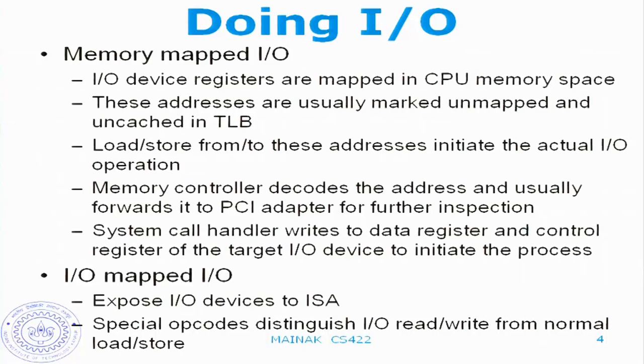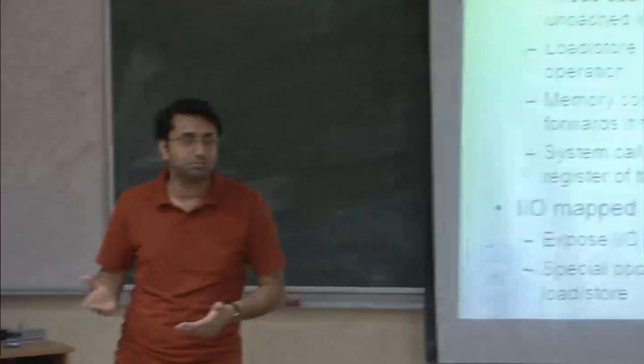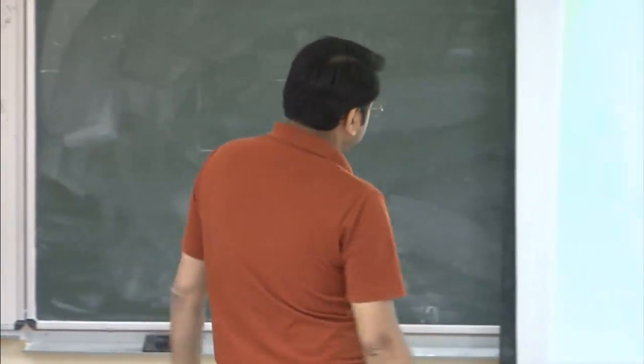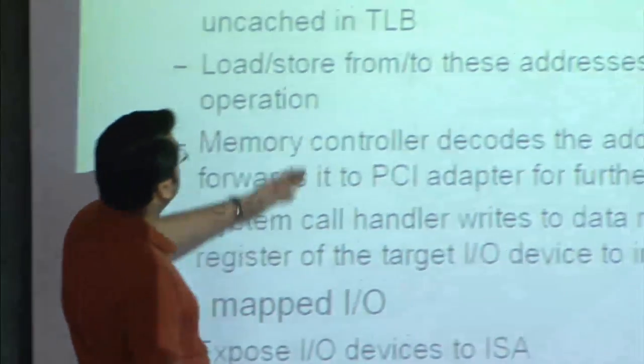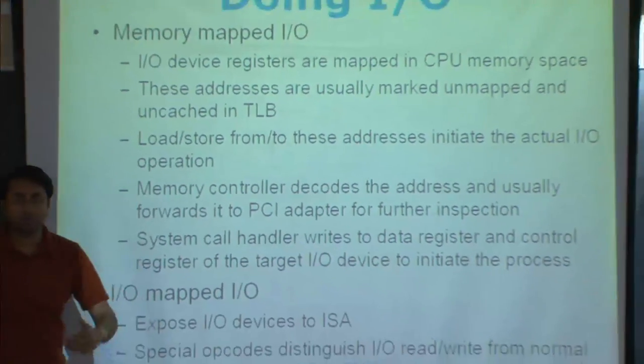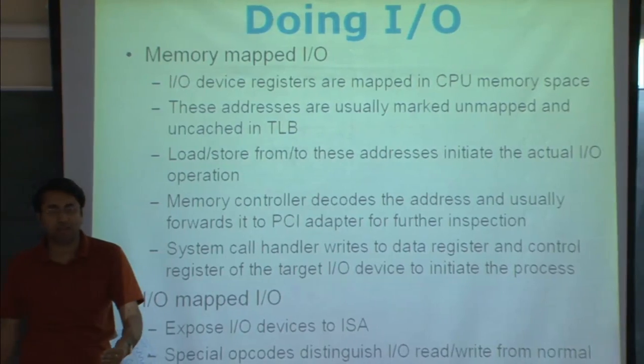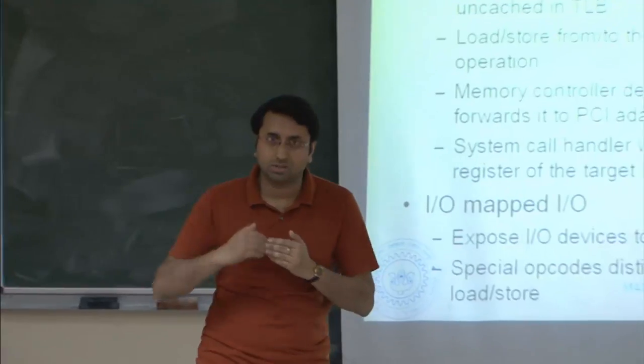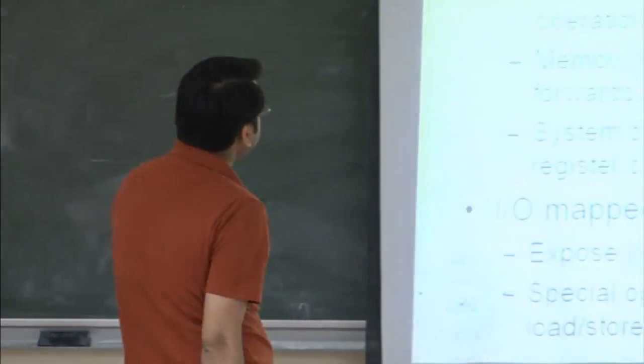These addresses are usually marked unmapped, because they are physical addresses, not virtual addresses, so you cannot even translate them. And they are marked uncached in the TLB entries. These are never cached for obvious reasons: you set the command and just fire the device. There's no point caching these reads and writes, because you really don't talk to the device directly. You don't want to put the store in the cache and be done. If you want to program the command register on the printer, you send the bytes to the command register on the printer.